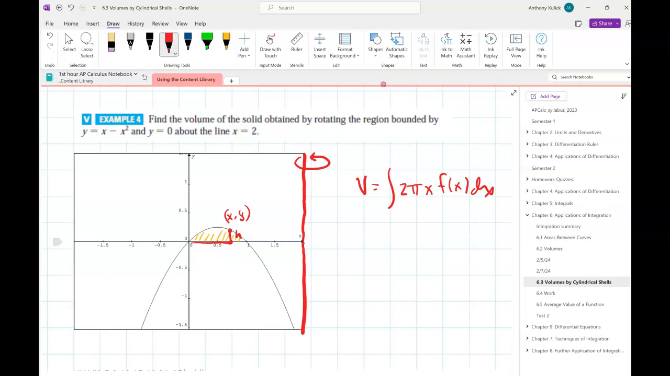I should say this is like an X. But what's the radius really for my cylinder supposed to be? Where's my axis of rotation? That's really my radius, right? Because the radius is always from the axis of rotation. So that radius should be 2 minus x, because we know this distance is 2.